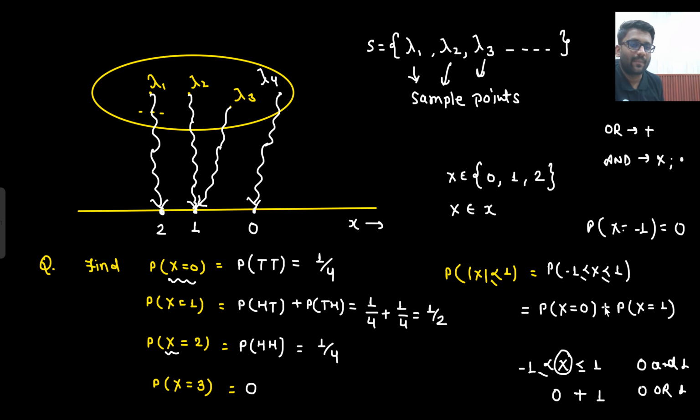Why did plus come? In case of or, always plus will come. In case of and, always multiplication will come. So if I say my x should be between minus 1 to 1, then either x could be 0 or it could be 1. It could be 0.33. It could be minus 0.33. It could be 0.5, minus 0.5, minus 0.7, plus 0.7, plus 0.8, minus 0.8, plus 0.9. It could be anything between minus 1 to 1, including minus 1 and 1 as well, because there is an equal to sign.